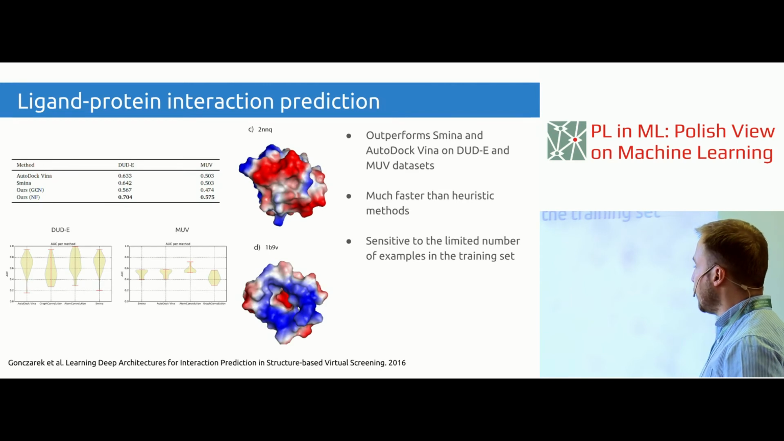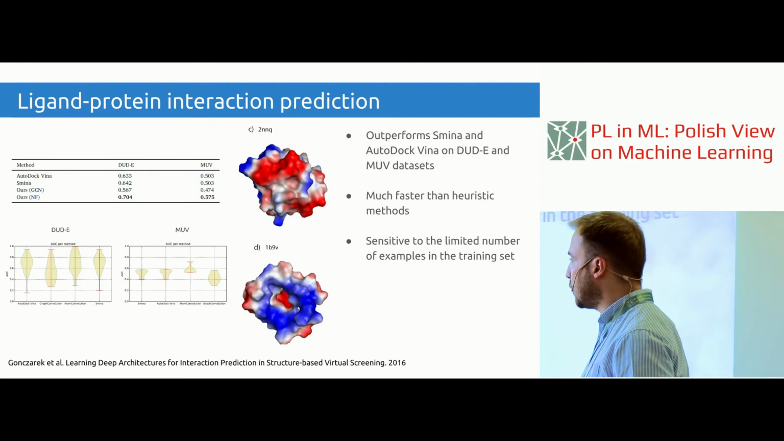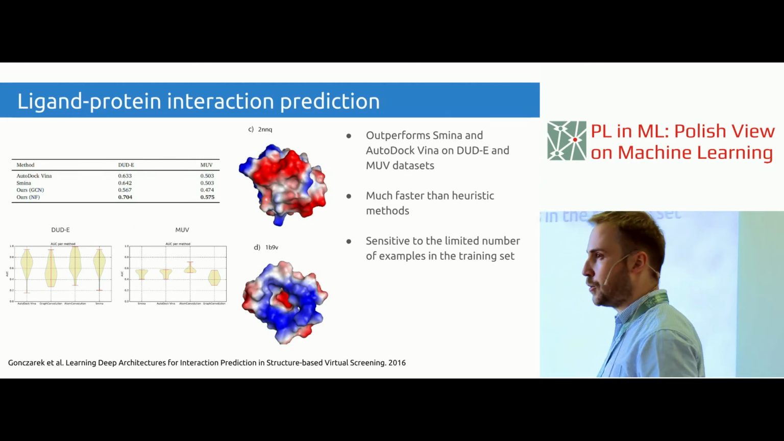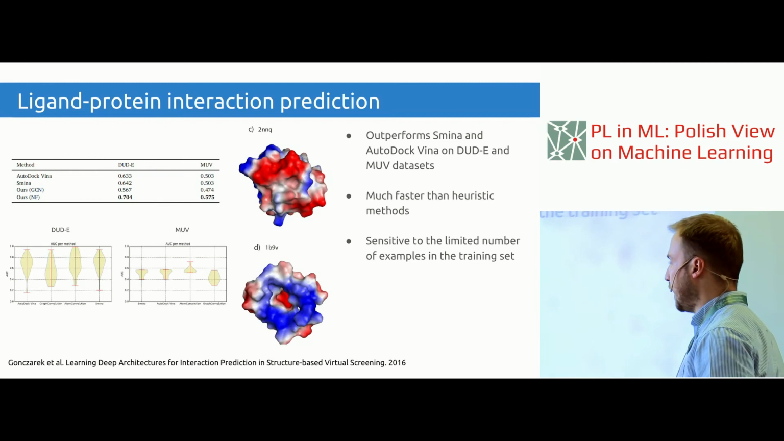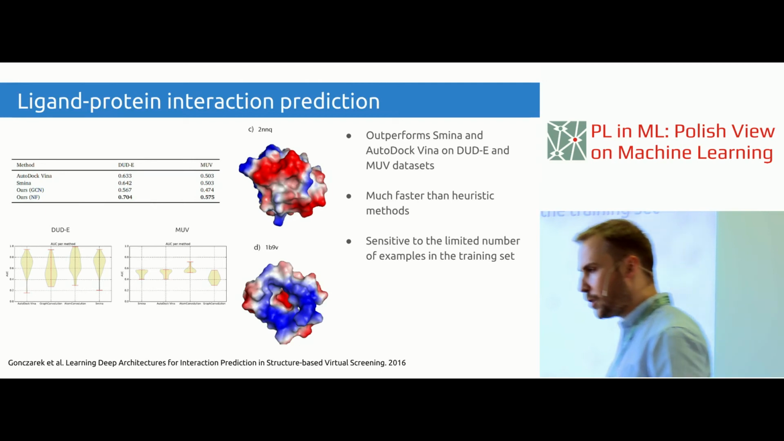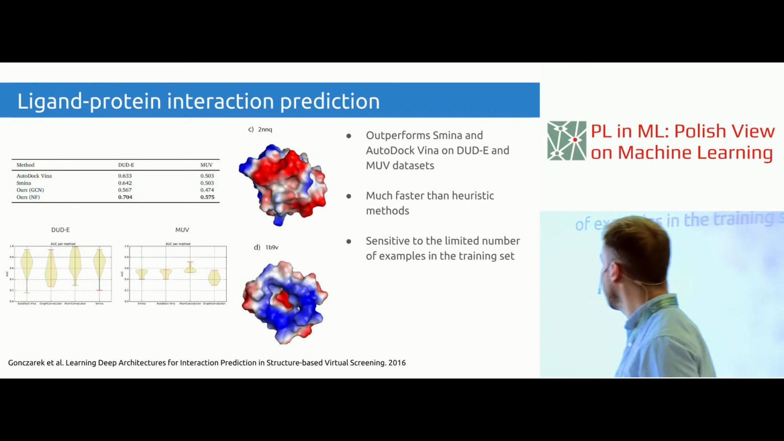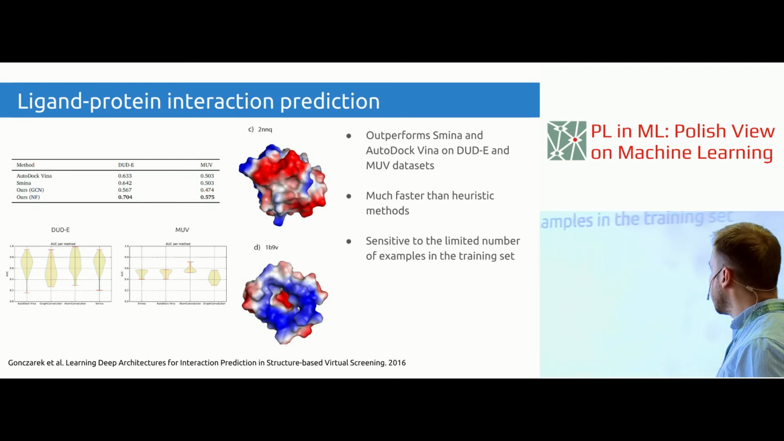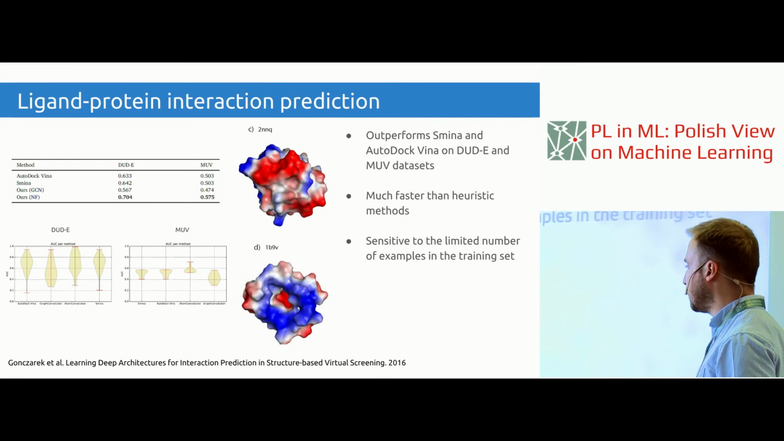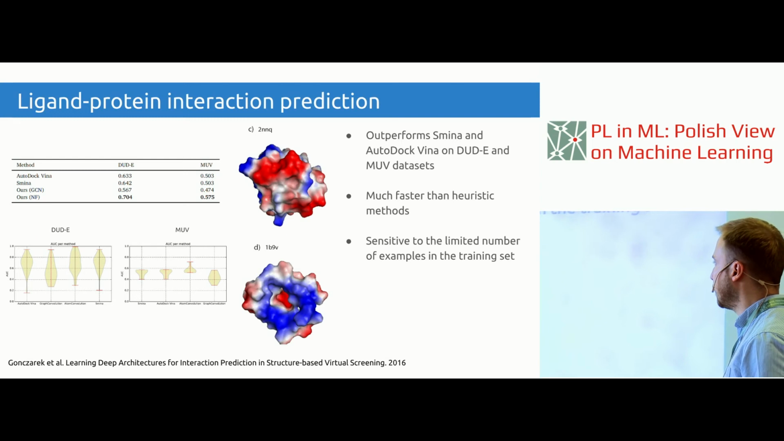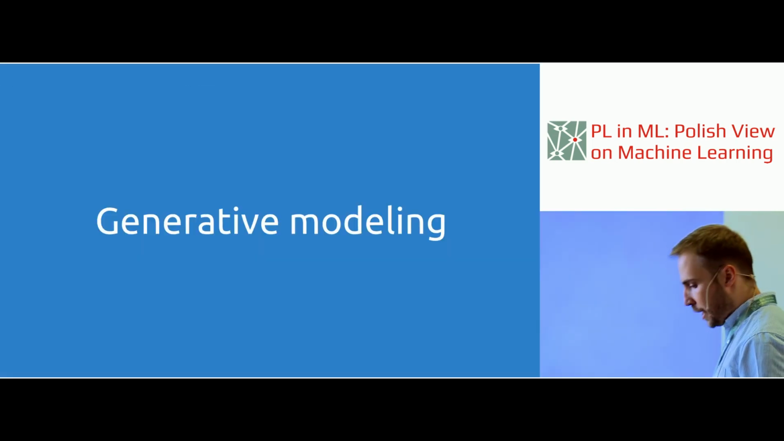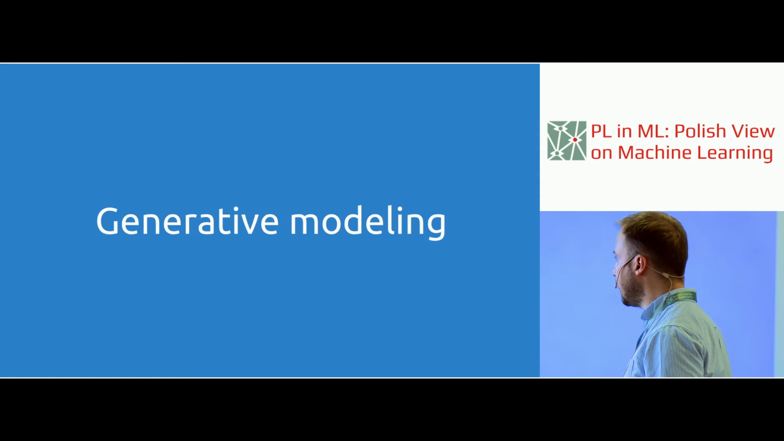All right, so we were using 2 types of graph convolutions, and using one of them we achieved quite nice results. Then we compared it with 2 well-known methods for this ligand-protein interaction prediction. I also did a kind of error analysis, but maybe I'll skip it for now. Okay, and now let's move to the generative modeling.